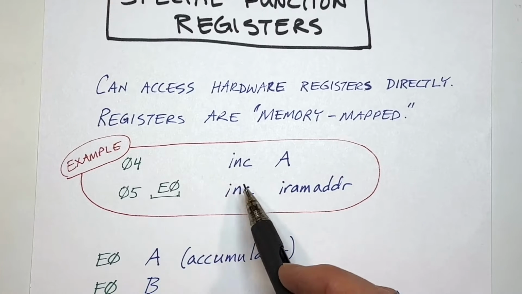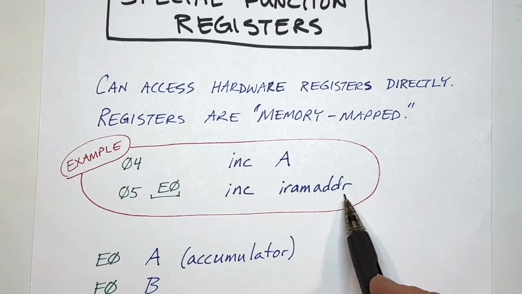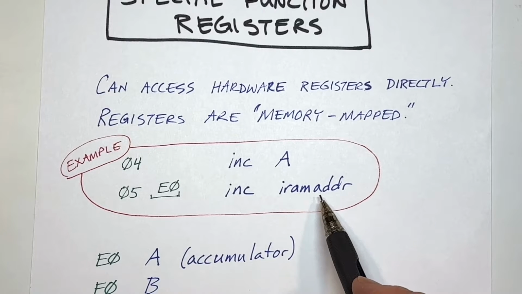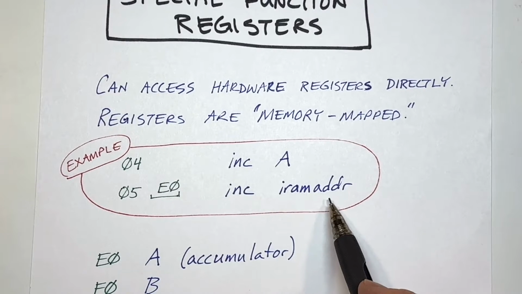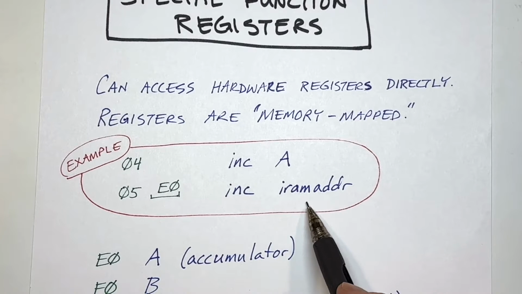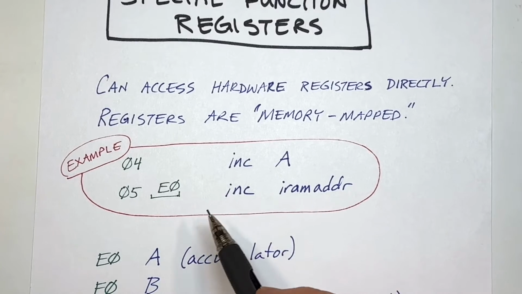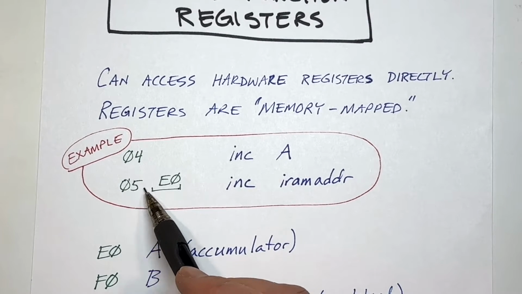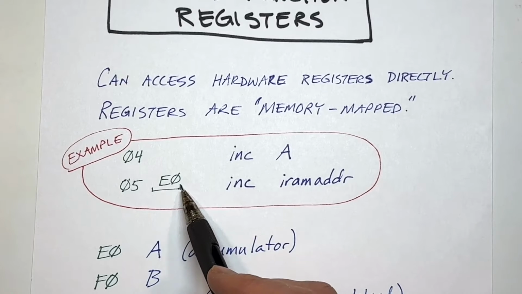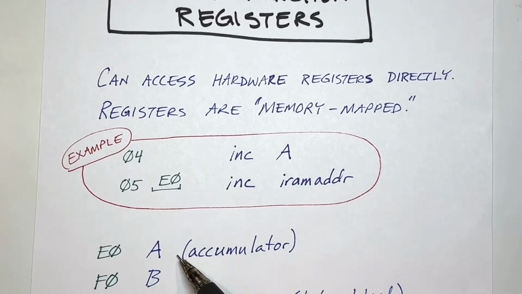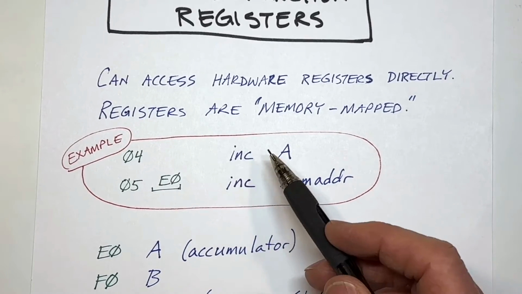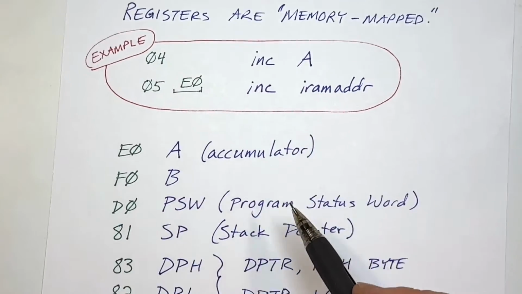But we also have an increment instruction that takes an I RAM address, that is a 1 byte address, to address some byte in the internal memory, and that would include the special function registers. So we can use that instruction with opcode 05 and supply an address of E0, which is the address of the accumulator, in order to increment the accumulator. So both of these would have the same effect.